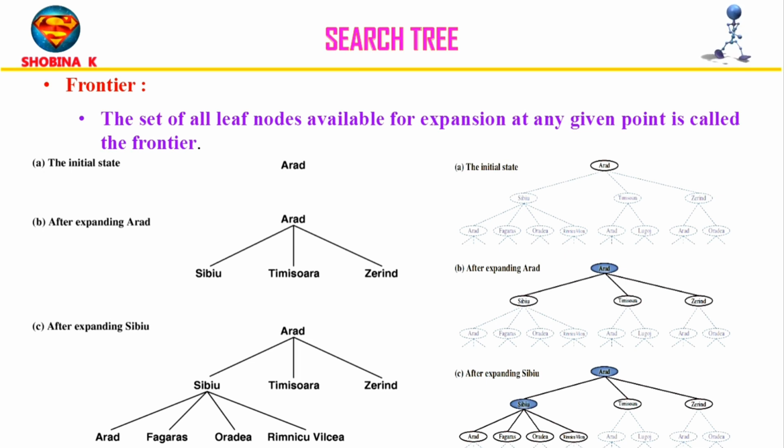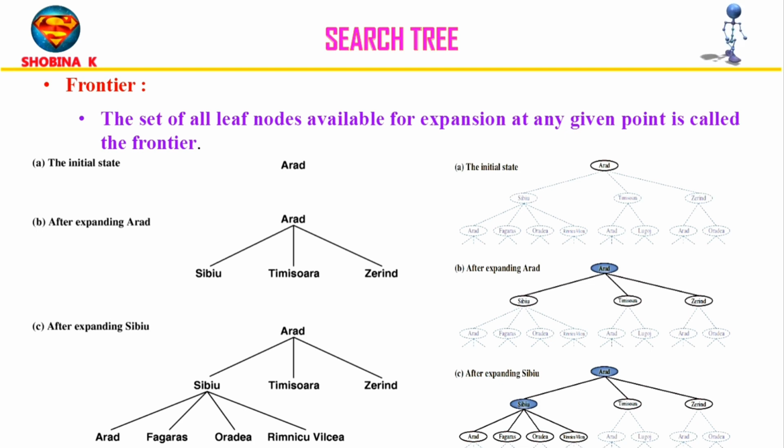Now we must choose which of these three possibilities to consider further. And this is the essence of search. We will follow up one option and put the others aside for later if the first choice does not lead to a solution. Suppose we choose Sibiu first, then we check to see whether it is a goal state or not. And then we expand it to get to Arad, Fagaras, Oradea, and Rimnicu Vilcea. We can then choose any of these four and go back and choose Timisoara or Zerind. Each of these 6 nodes is a leaf node, that is a node with no children in a tree.